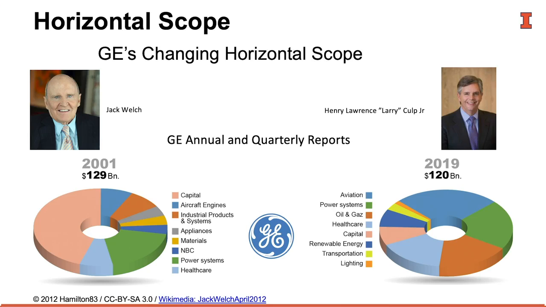By 2019, under CEO Larry Culp, even though the overall company is roughly the same size in revenues, GE had become a very different company. Capital had shrunk to a very tiny sliver of the overall company, focused only on a few core activities. Instead, other businesses like power systems and aviation have grown a lot. GE is no longer in the media business, for example, nor is it in plastics or in appliances. Instead, it has a new renewable energy business. Its healthcare business has also become a lot bigger.